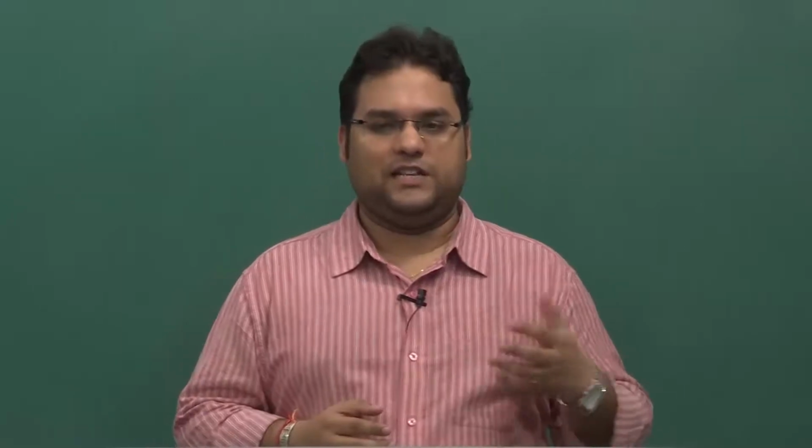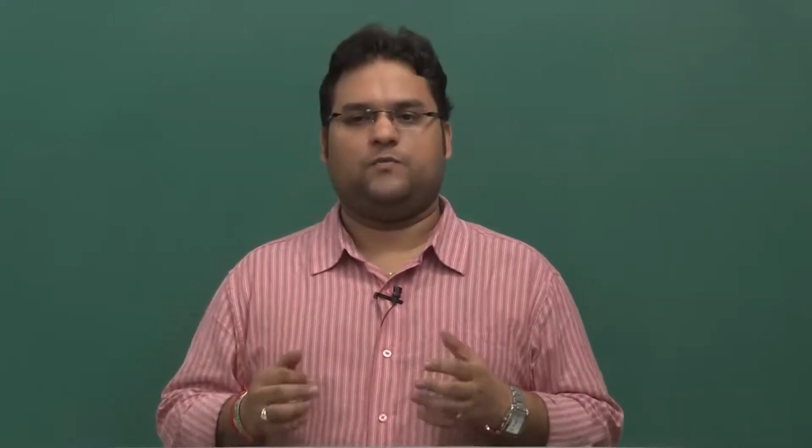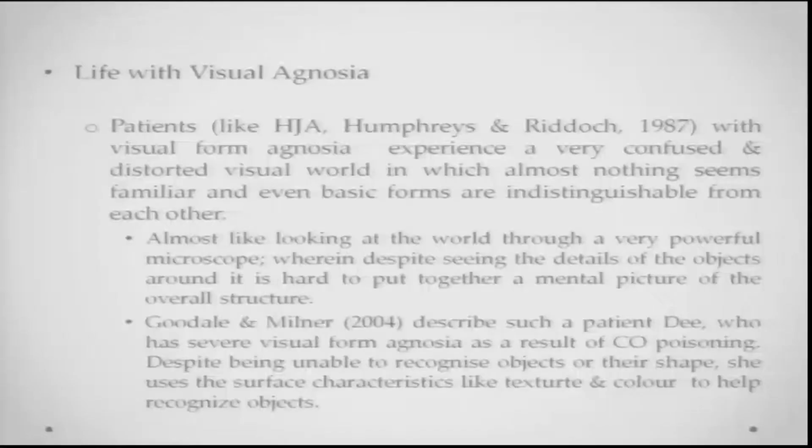Now, how would life be with visual agnosia? Patients like AJA, who was reported by Humphreys and Riddoch, with visual form agnosia actually experience a very confused and distorted visual world in which almost everything feels distorted. Nothing seems really familiar, and even basic forms are indistinguishable from each other because they are just geometric shapes, line drawings, lines and forms all mixed up into each other, nothing really identifying itself as a unique object. It is almost like looking at the world through a very powerful microscope, wherein despite seeing all the details of everything around you, it is hard to put together a mental picture of these objects.